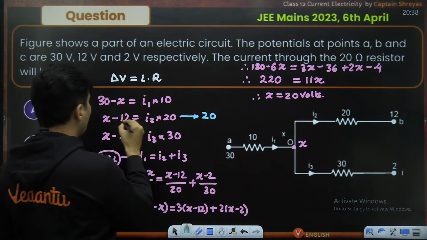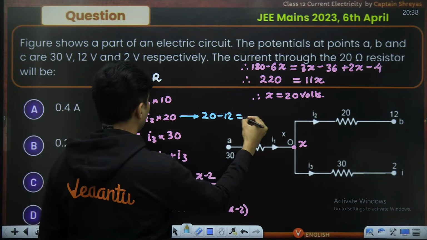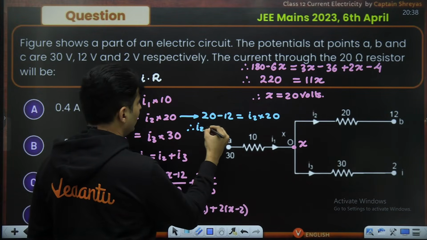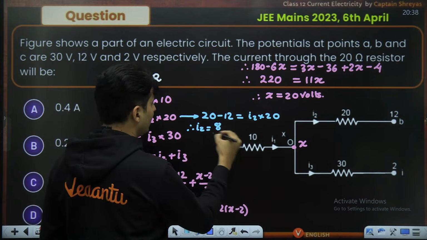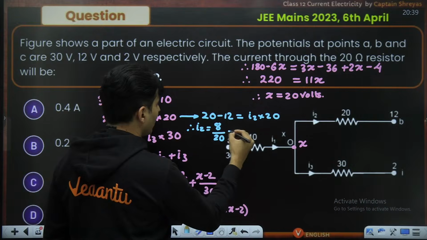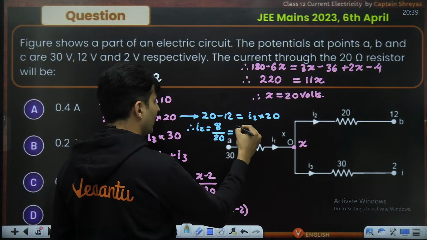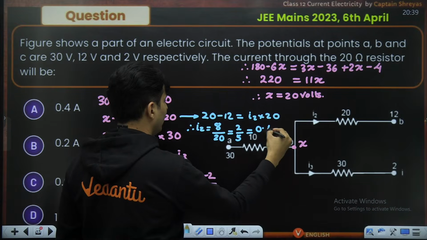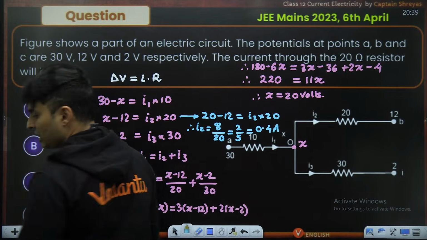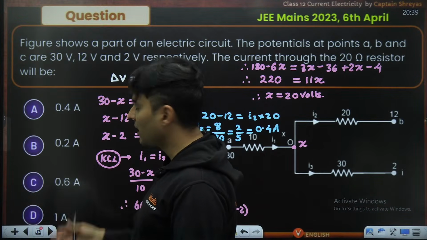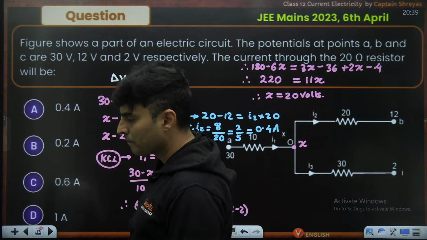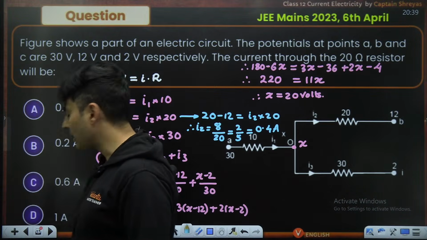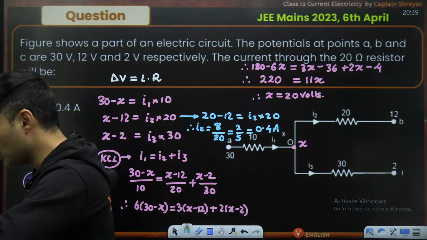So 20 minus 12 is I2 multiplied by 20. So therefore I2 will be 20 minus 12 is 8 divided by 20, which is divisible by 4, which is 2 over 5. So it will be 0.4 amperes, which is basically your option number A then. Yeah, everybody with me on this? Yep, option A is the right answer. Correct, Gokul, everyone.